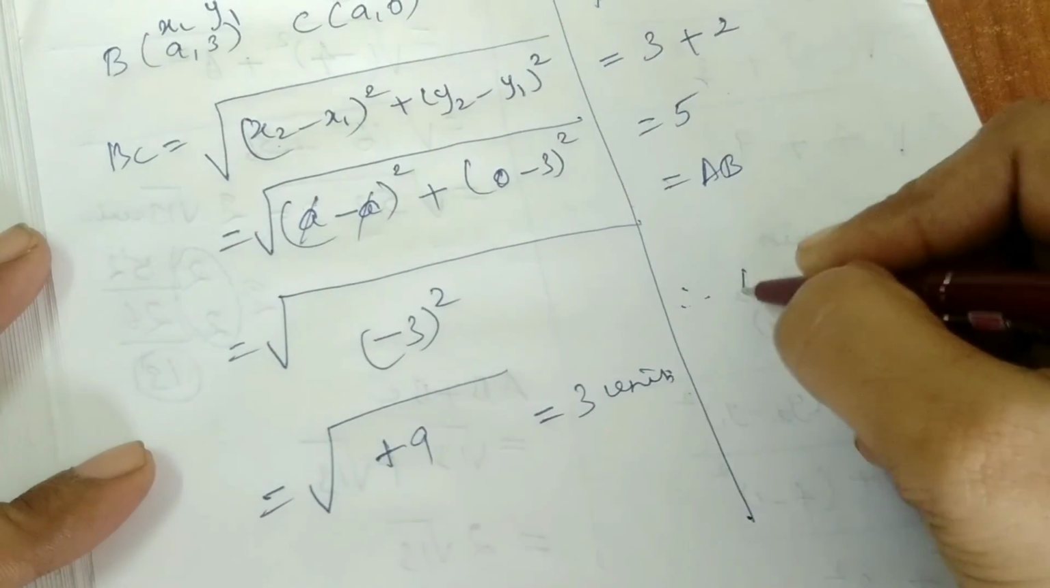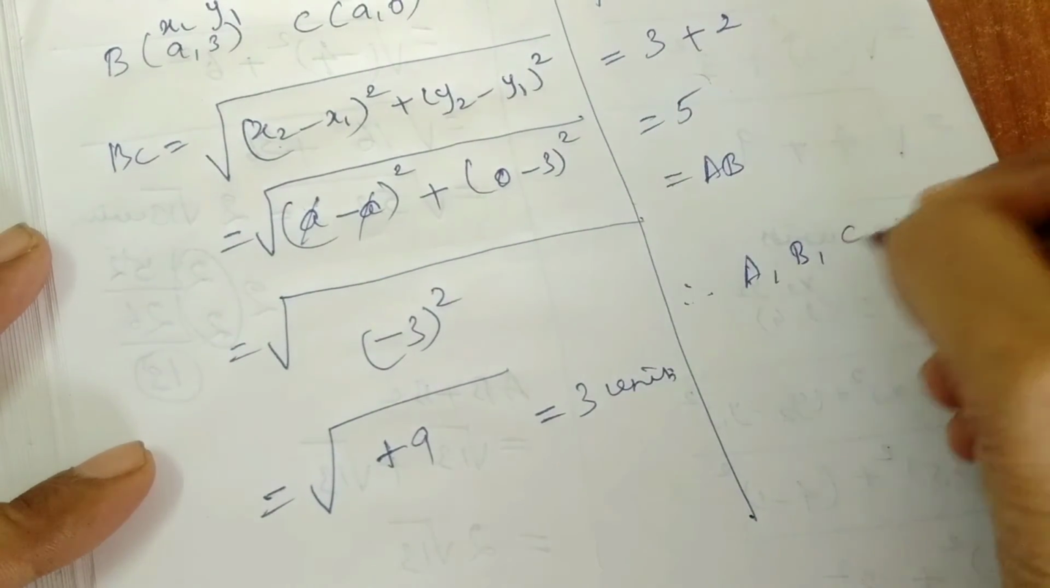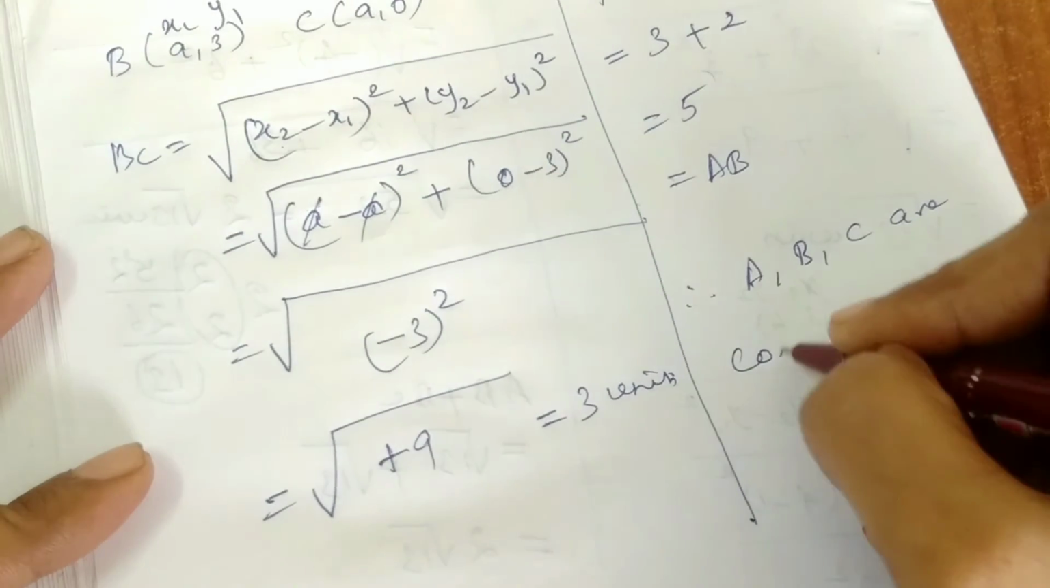So therefore our points A, B and C are collinear points.